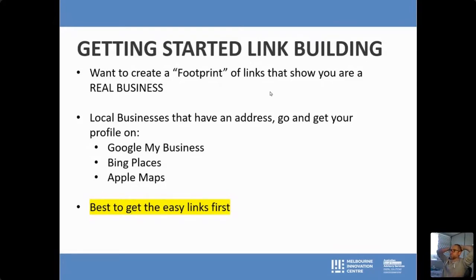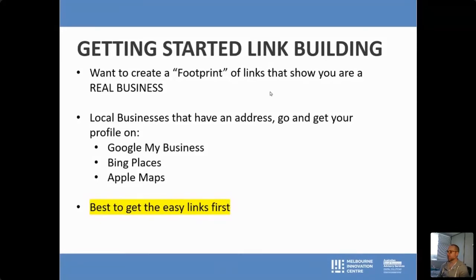To do that, you want to really create a footprint in Google's mind that shows that you're a real business, that you're legitimate, and that there are people talking about you. The easiest way to do this from a local business perspective that has an address is to get your profile set up on Google My Business, Bing Places, and Apple Maps. These are three of the strongest directory or citation type listings that you can get for your business. And because they take verification, you need to get a postcard sent to you from Google My Business to verify that your address and your office is real.